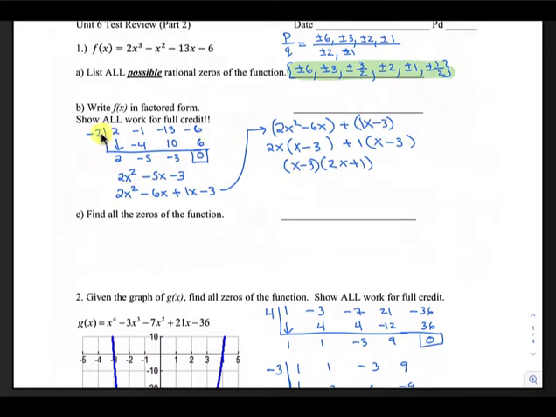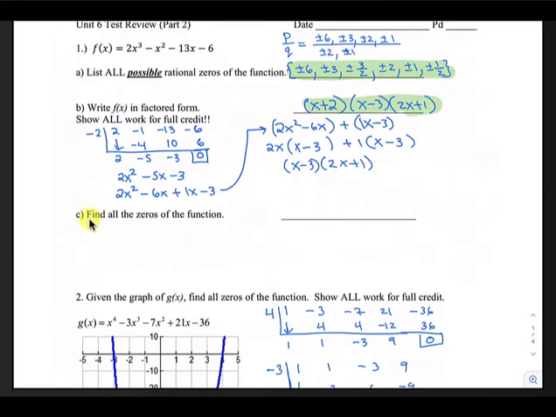And then the factor that comes from the zero of -2 is x plus 2. So our three factors would be x plus 2, x minus 3, and 2x plus 1. All right, so these are all three of the factors.